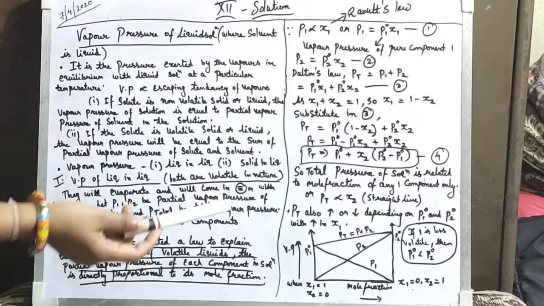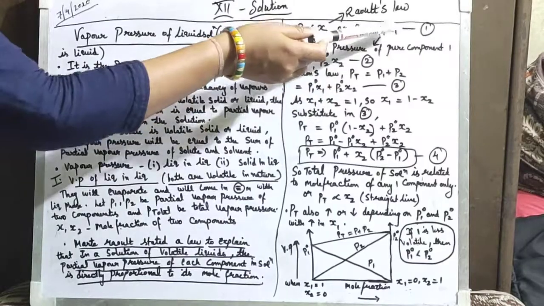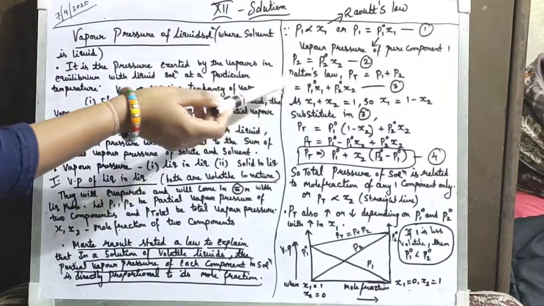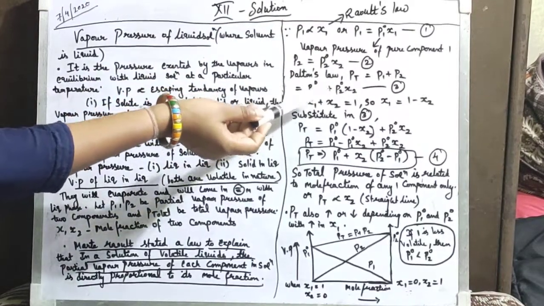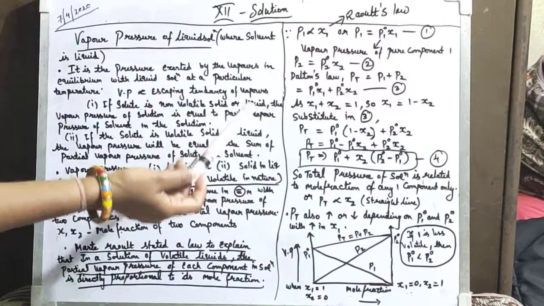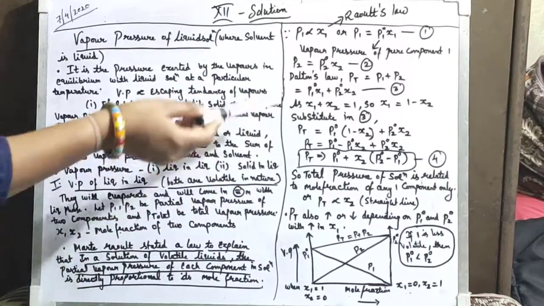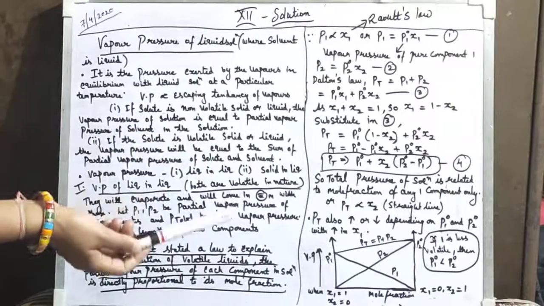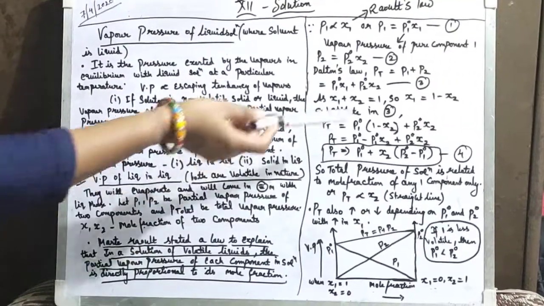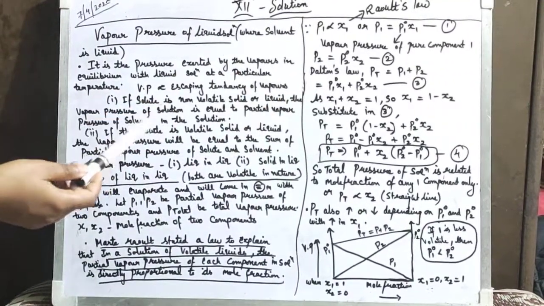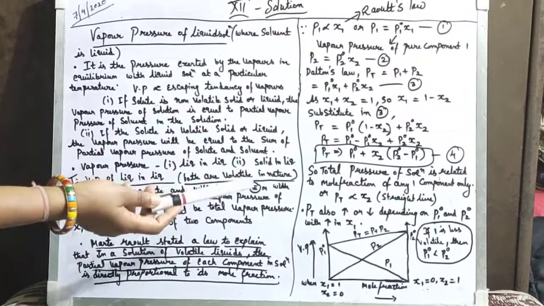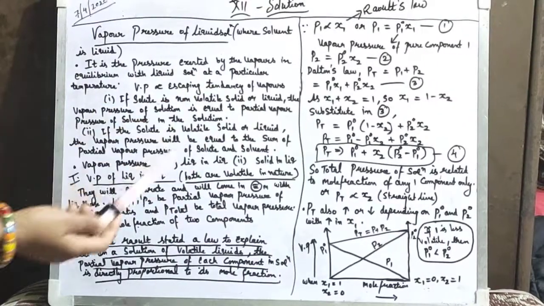So P1 plus P2, substitute the value which we got from the first and second, and we will be writing it as P1 naught x1 plus P2 naught x2. As we also know, the total moles present in any reaction or stoichiometry is a constant, 1. That is the condition. The overall moles will remain constant.